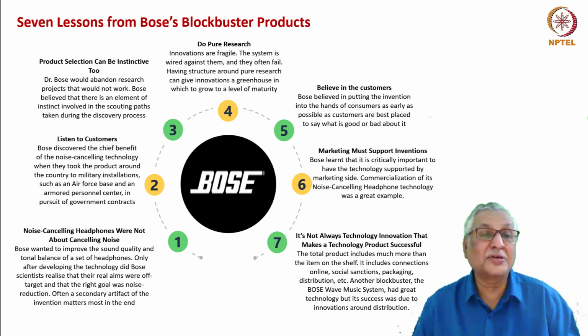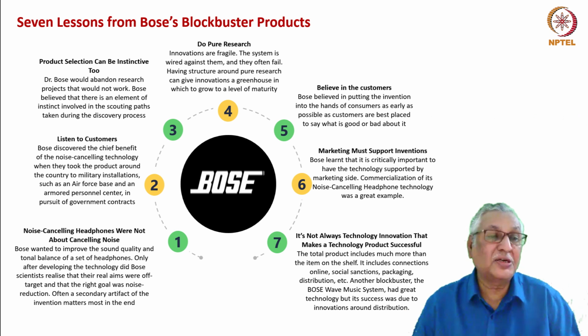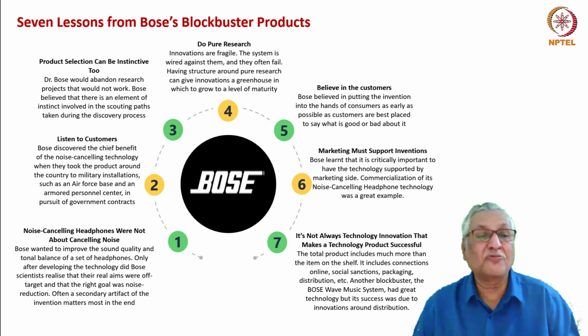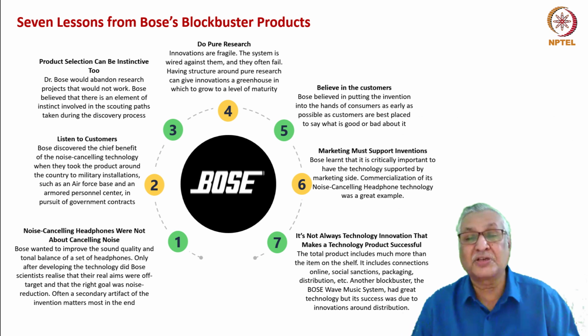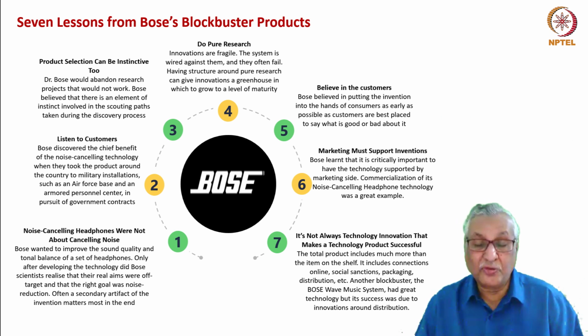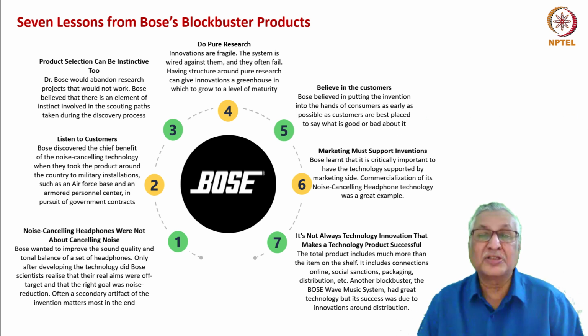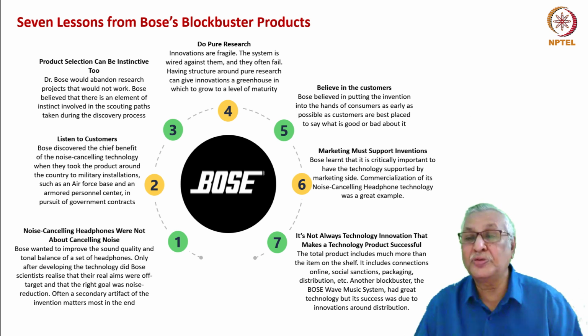Dr. Bose would abandon research projects that would not work. Bose believed that there is an element of instinct involved in the scouting of paths that are taken during the discovery process. The fourth is to conduct pure research. Innovations are fragile. The system is wired against them and they often fail. Having structure around pure research can give innovations a greenhouse in which they could grow to a level of maturity.